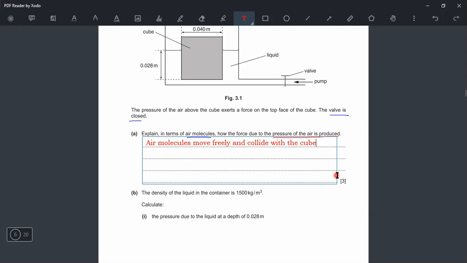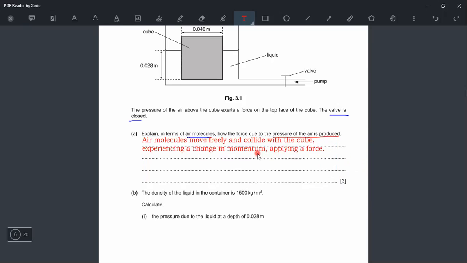But then each molecule collides with the surface, collides with the surface, collides with the surface. Every single collision causes the molecules to experience a change in momentum. So the molecules move freely and collide with the cube, experiencing a change in momentum. And remember, the rate of change in momentum is called force. So whenever the momentum changes due to that collision, that applies a force. So applying a force. That's pretty much it.